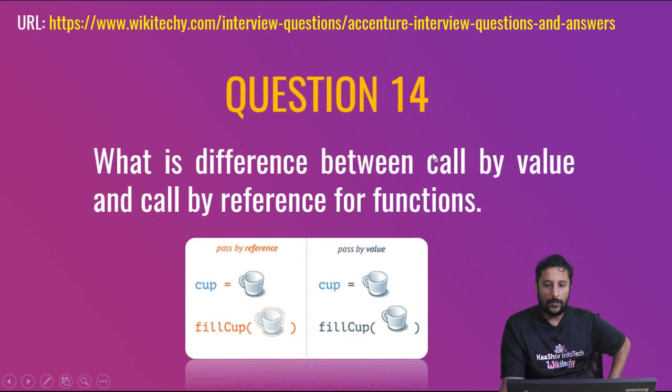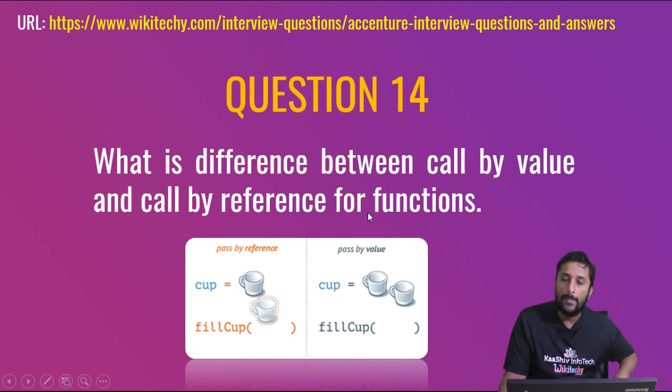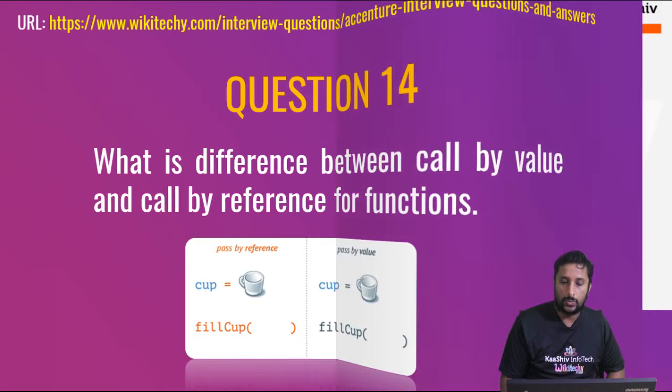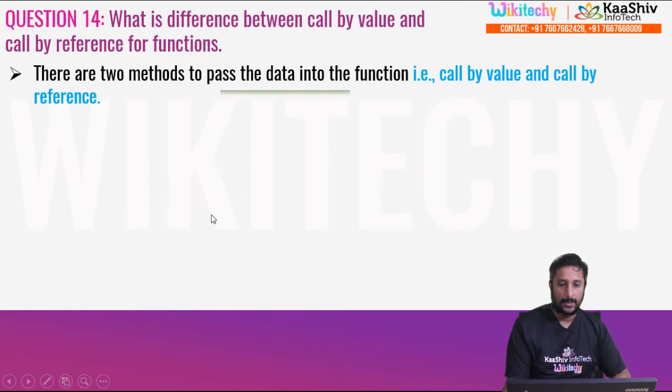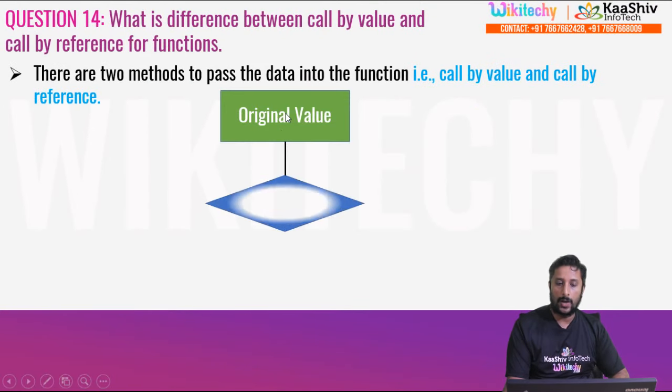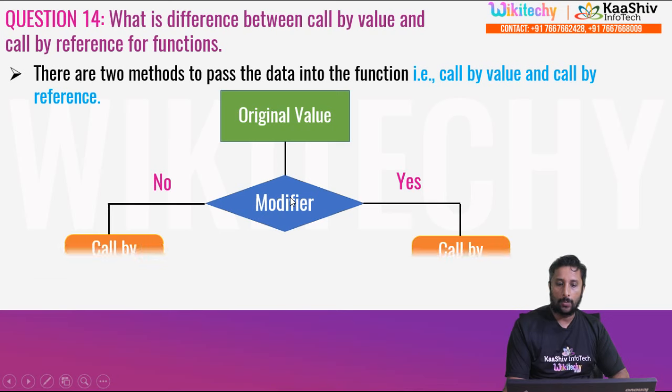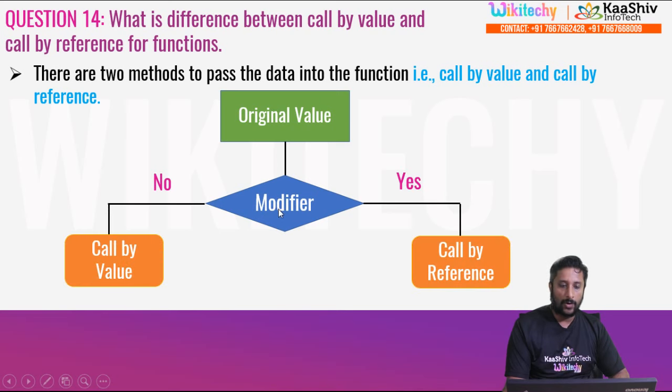What is the difference between call by value and call by reference? That's the one we have to find. I made a previous video on this, call by value and call by reference. In call by value, if the original value is modified, it's no, and if it is yes, it's call by reference. The original, the modifier, is getting called.